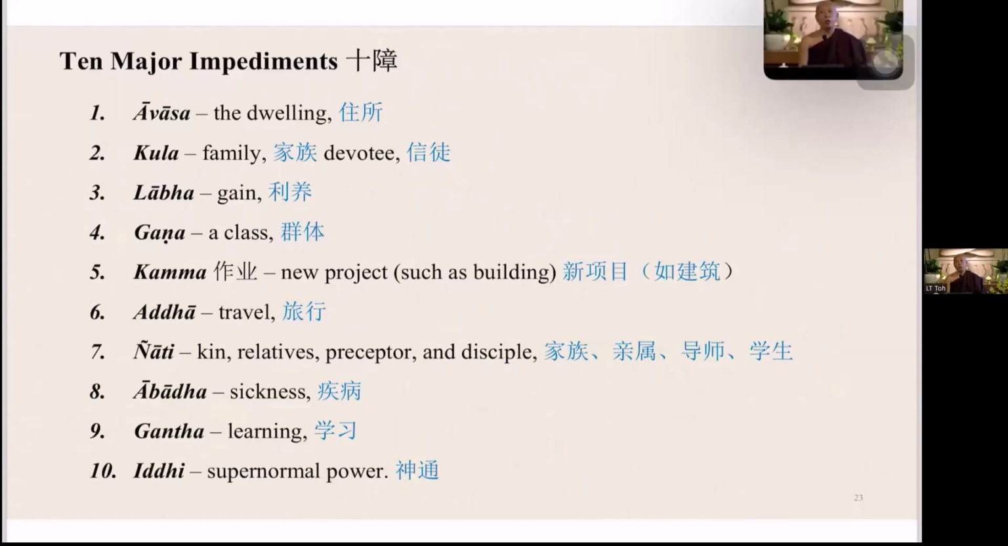For bhikkhus, we also have a similar problem. In the case of gain, for example, I'm invited to many different families for Dhamma talks, right? Then they may offer requisites, they may offer properties. These are called gain.